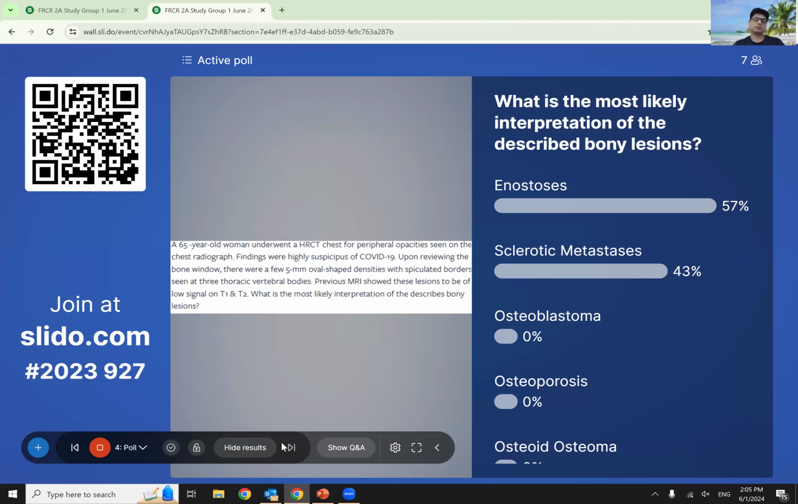And you will get a whole lot of these, unfortunately. They will have one or two options that are very, very close, and you will have to decide the best option. So in this case the enostosis was correctly picked by the majority of you. Any question? I guess not. Okay, move to the next question.